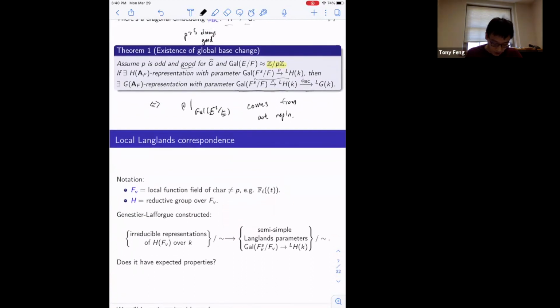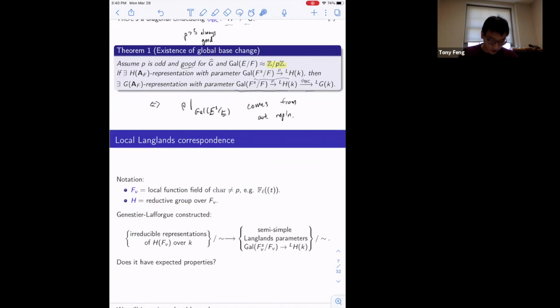So just to set up some notation first, I'm going to give myself a local function field, F_v. For example, the field of Laurent series in one variable. And this notation is meant to suggest that this could arise from your global one by completing at some point. And I'm going to give myself a reductive group H over F_v.